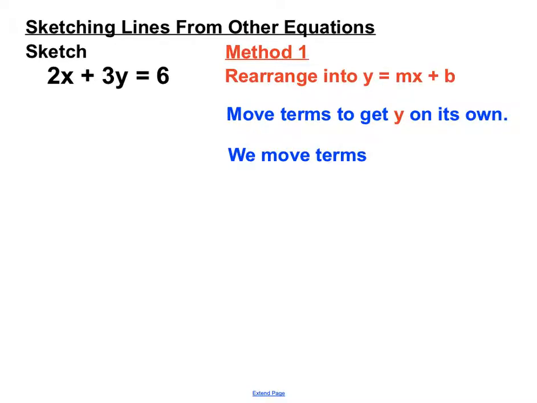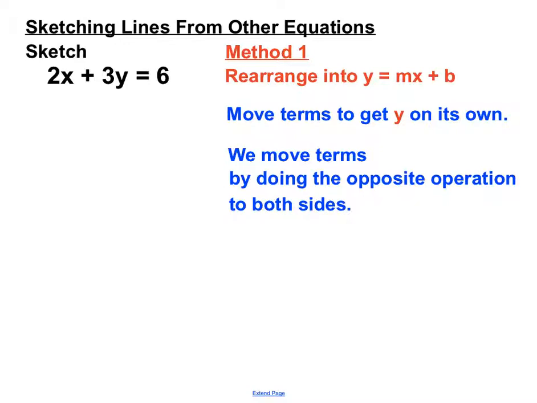Now when we move terms, and when we're solving equations, we move terms by doing the opposite operation to both sides. So let's have a look. Now I'll put the y in red there to show you that we need to move the 2x and we need to move the 3 at some stage to get y on its own here.